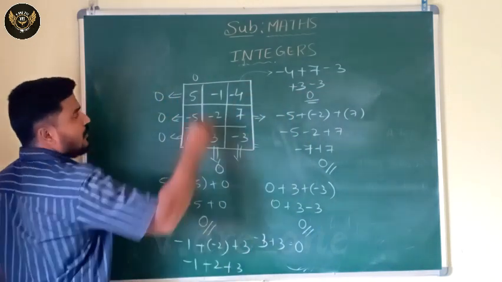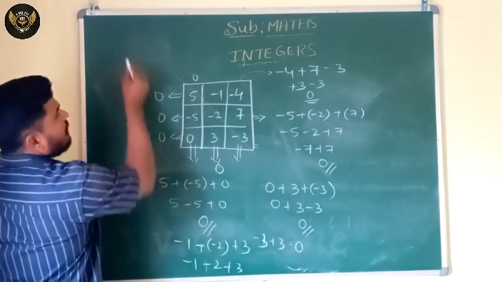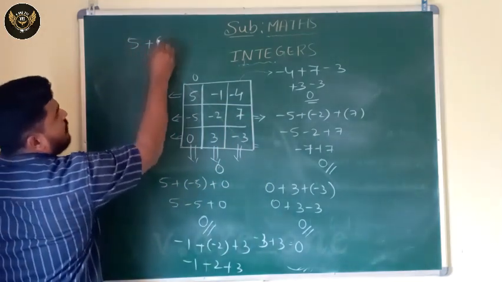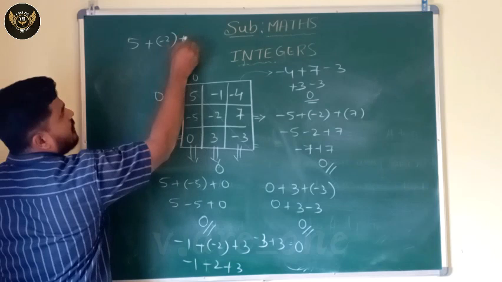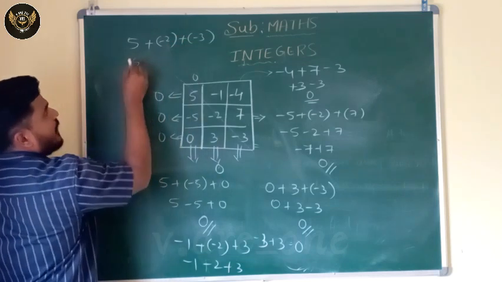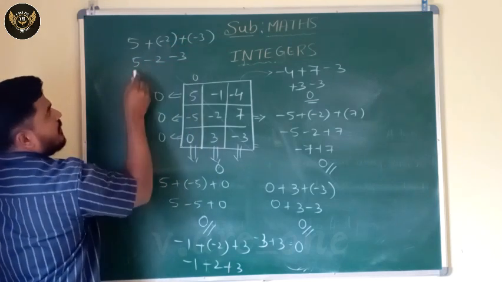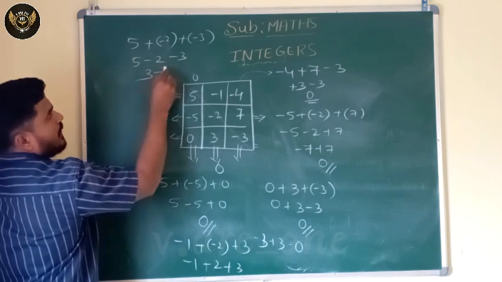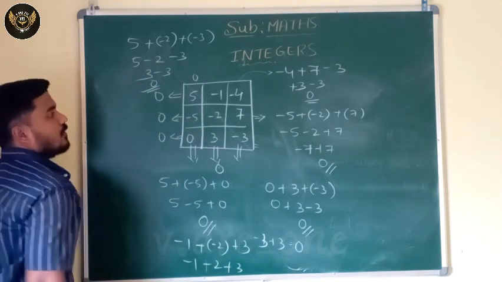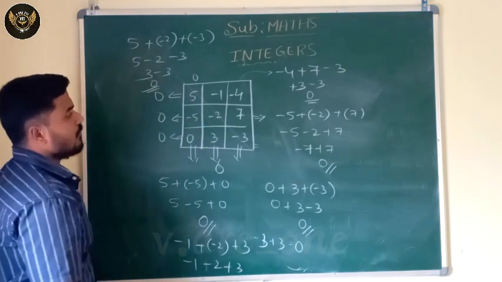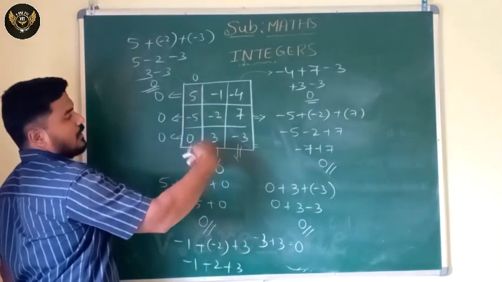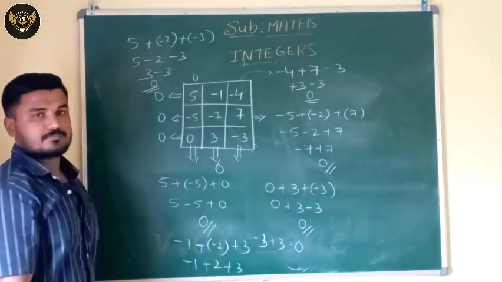Along with that, we can perform it for the diagonal also. The diagonal has 5 plus minus 2 plus minus 3. 5 minus 2 minus 3. 5 minus 2 is 3. 3 minus 3 becomes 0. So the magic sum is 0. We can perform this for all the directions, rows, columns and diagonals.